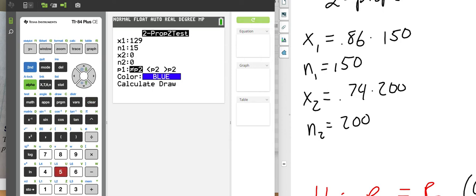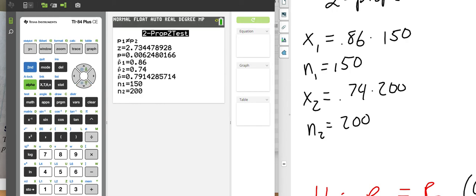Okay, 0.74 times 200. So what am I doing here? I'm taking the probability that a car user wears a seatbelt out of 150, and that was 0.86. And then the probability that a truck owner uses a seatbelt, that was 0.74 out of 200. Okay, and I want to choose not equal to, because that's our HA. Hit calculate.